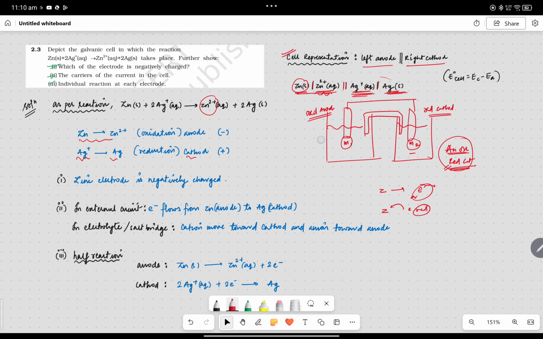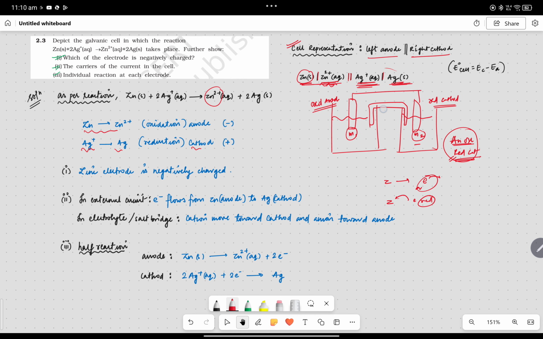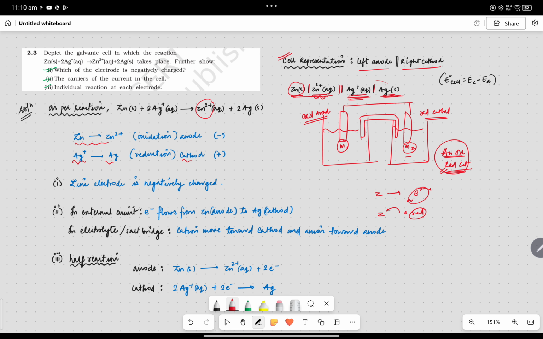That's why I am revising this concept for you guys. And also for the cell, how do you represent E naught cell? It is the standard reduction potential of cathode minus the standard reduction potential of anode. That is the representation of E naught cell. Okay, now let's come to the question.